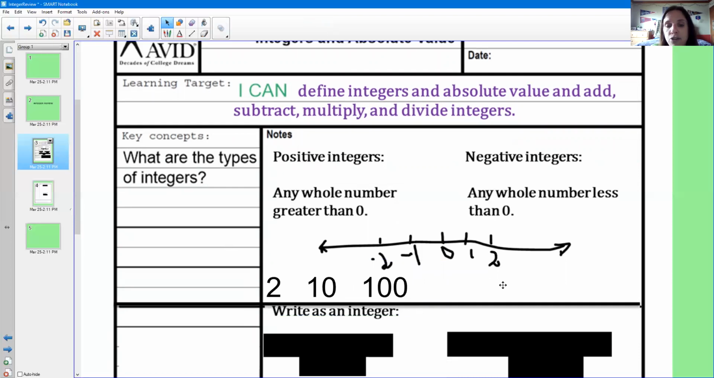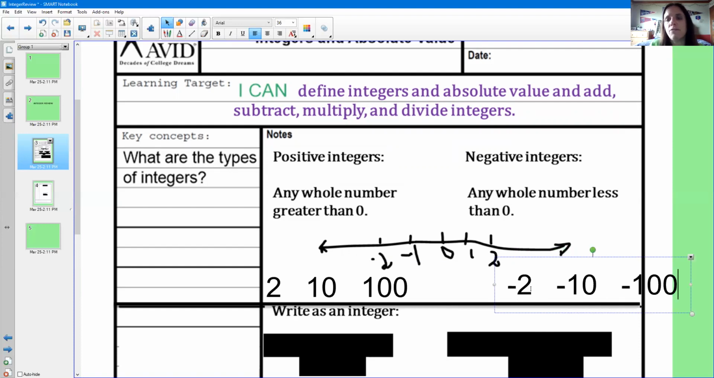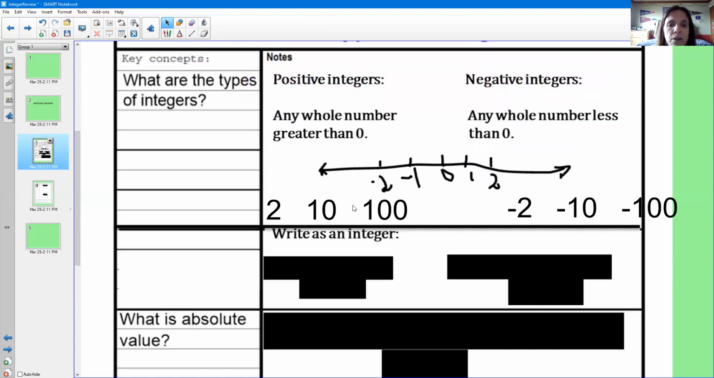And then negative integers, we could just do the opposite of each of those because the negatives are the same distance away from 0. So the opposite of positive 2 is your negative 2, right? Positive 10, negative 10. Positive 100, negative 100. Okay, so that's our integers.